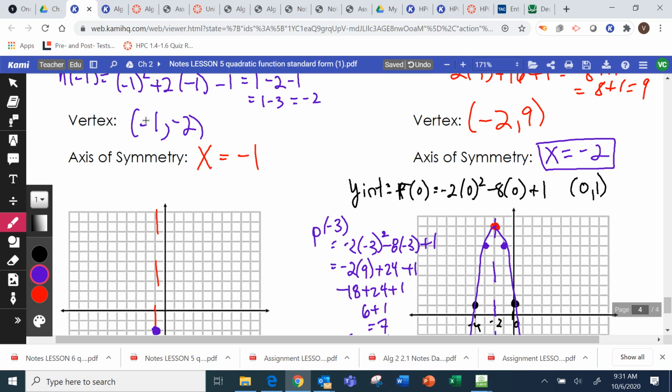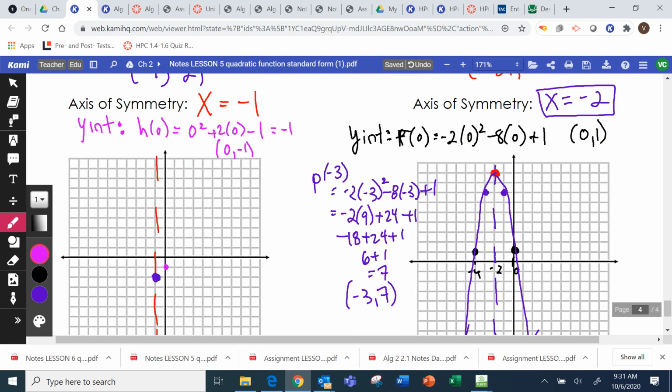Now I've got to find some more points. So I'm going to find the y-intercept. I'm going to do h of 0. 0 squared plus 2 times 0 minus 1. So my y-intercept is 0, -1. The y-intercept gives me a second point.